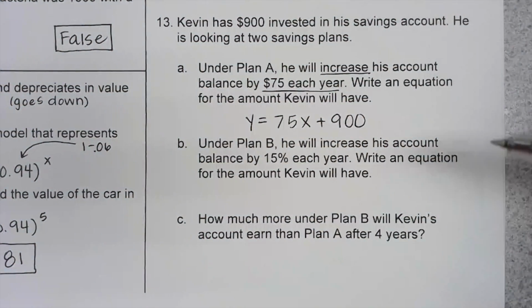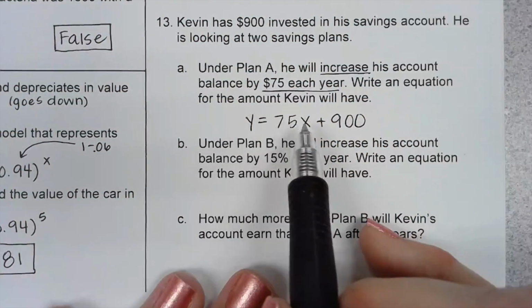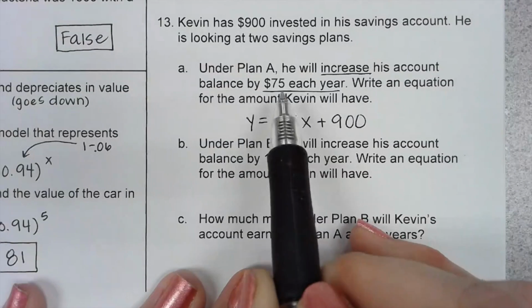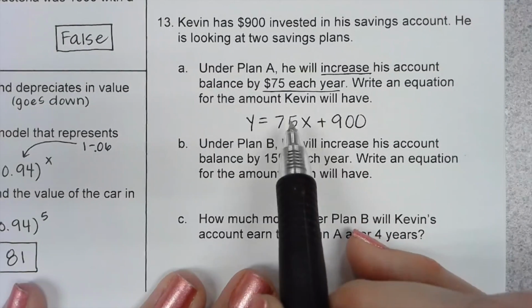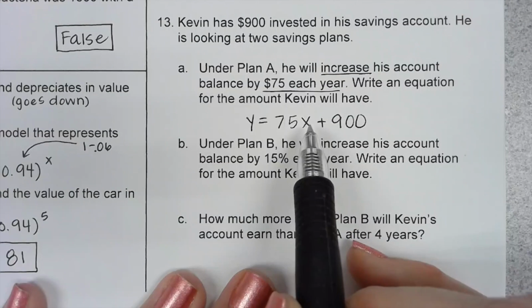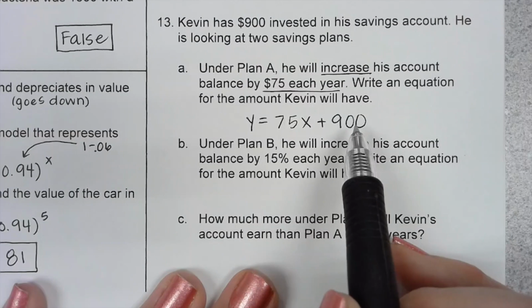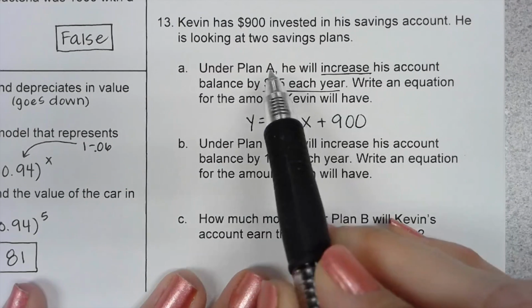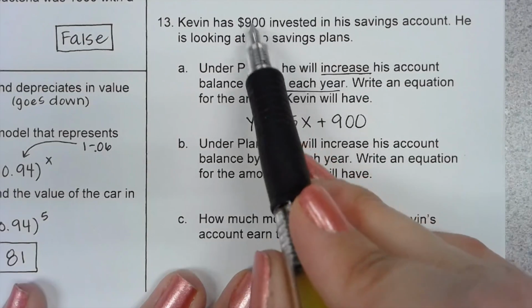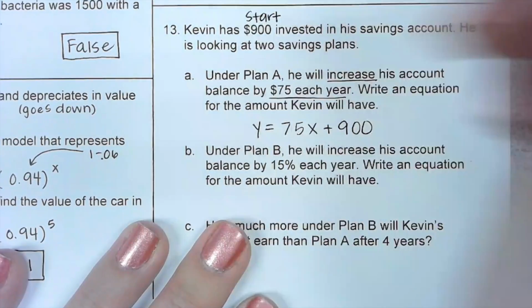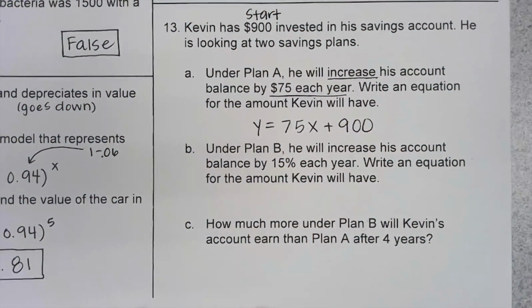Remember from back when we learned about y equals mx plus b, the number that goes in front of the x is your slope, the number that it's changing by every increment. And then the number that goes at the end, the plus b part, that's whatever it started with. So the $900 up here is the amount that he starts with. So that's his starting value.